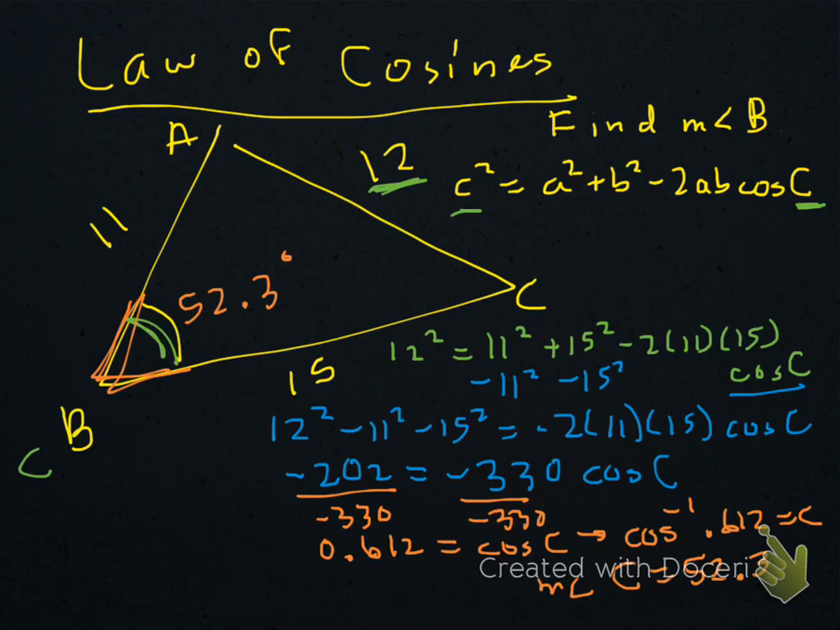So hopefully that's making sense, that it doesn't have to be C that we're finding. It can be any angle on the triangle. We just plug it in like it's that angle, and the side opposite it would be our C squared. And then from there, it's just algebra.